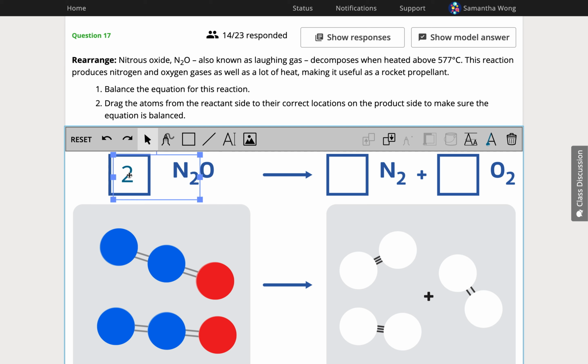Now that we've got a 2 at the front of this equation, it now means everything behind it is multiplied by that number, so 2, which now means we have 2 lots of N2. So it means 2 times 2 is 4 nitrogens, whereas on the right-hand side, we've only got 2 lots of nitrogen. So the easiest way to balance that is going to be, let's put a 2 in front of that nitrogen. So let's try this equation again.